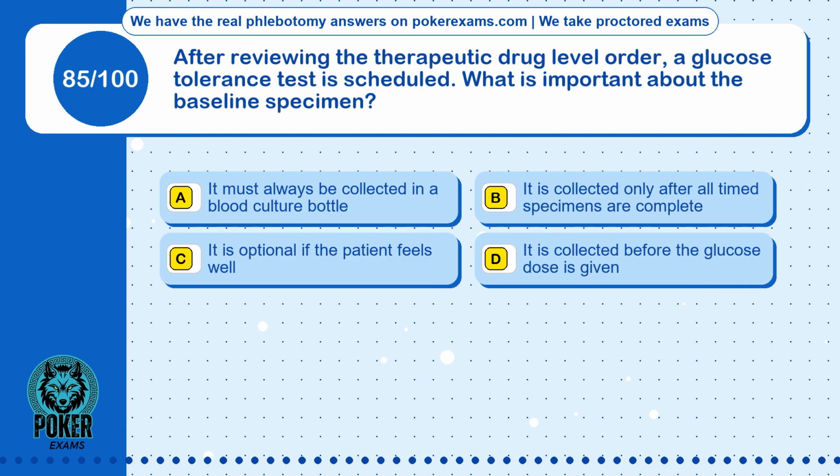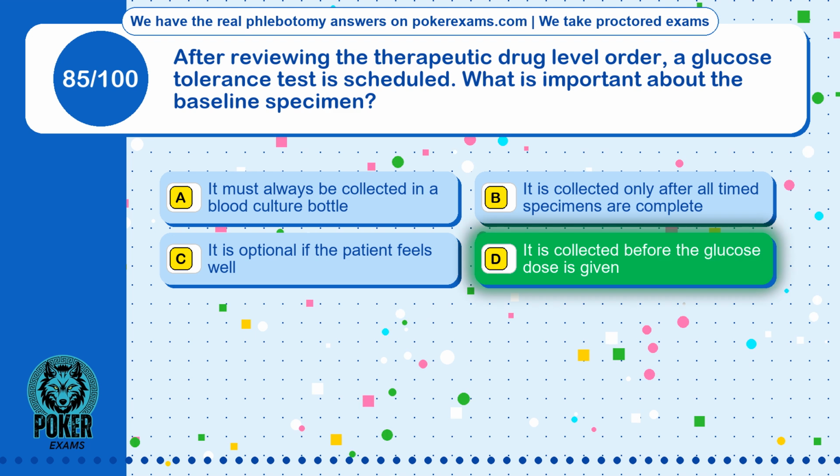Question 85. After reviewing the therapeutic drug level order, a glucose tolerance test is scheduled. What is important about the baseline specimen? Option A. It must always be collected in a blood culture bottle. Option B. It is collected only after all timed specimens are complete. Option C. It is optional if the patient feels well. Option D. It is collected before the glucose dose is given.